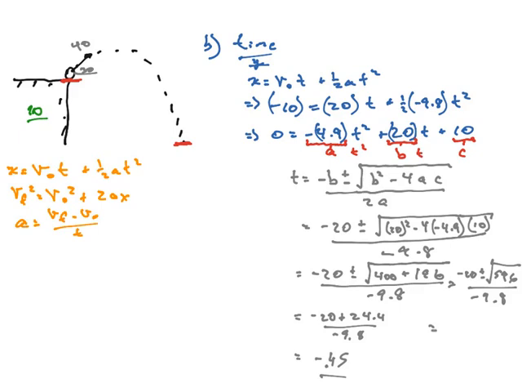What's the other answer? The other answer, let's use the negative. So it's going to be negative 20 minus 24.4 over negative 9.8. All right, so negative 20 minus 24.4 divided by negative 9.8. And this answer gives me positive 4.53.